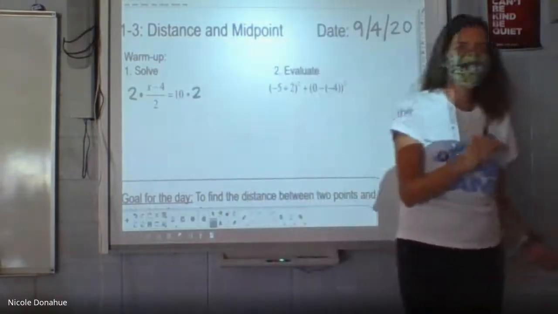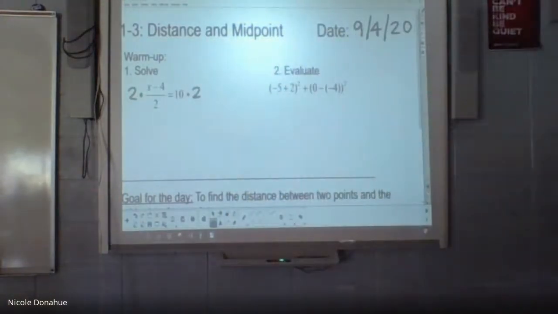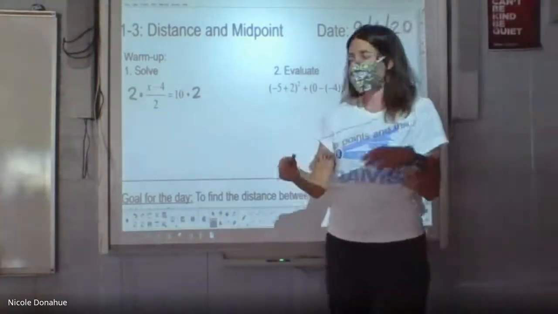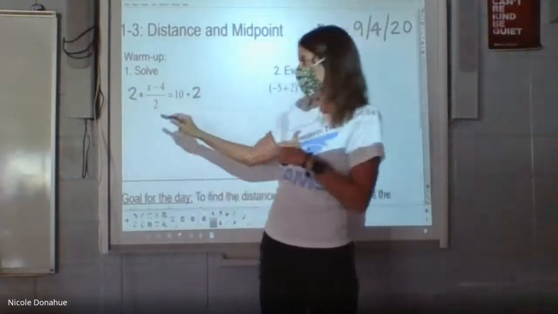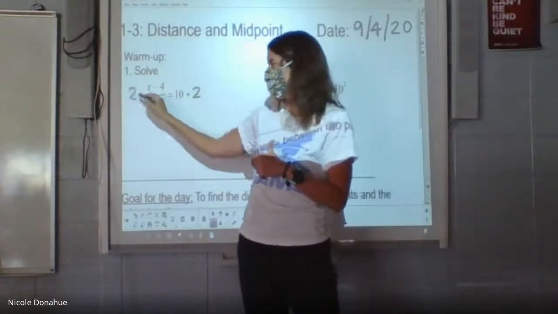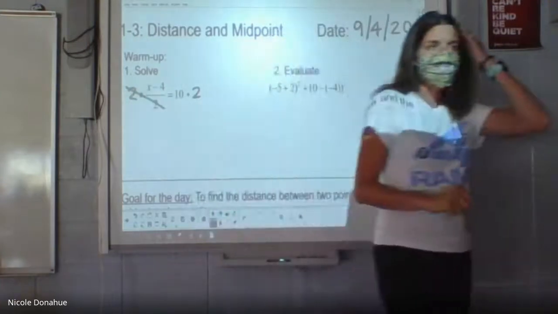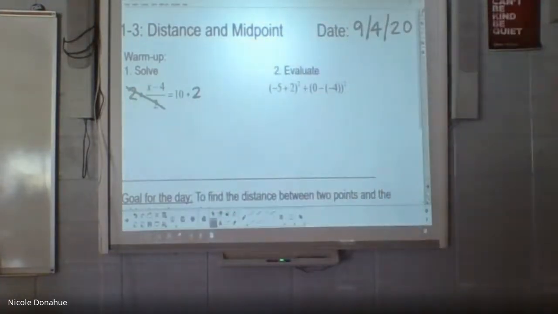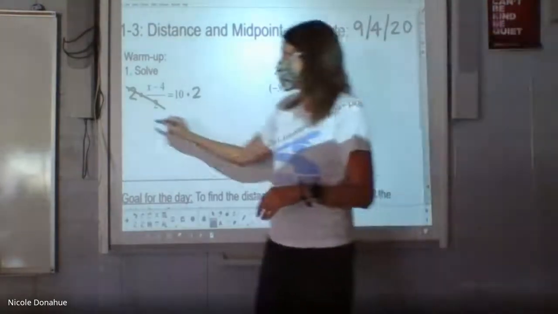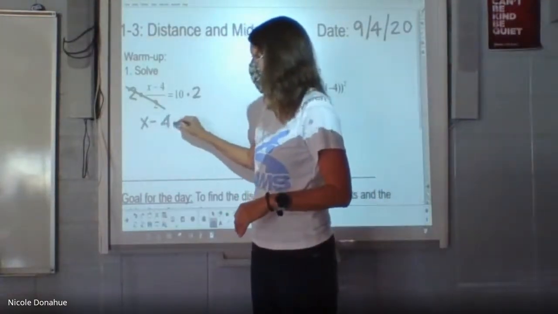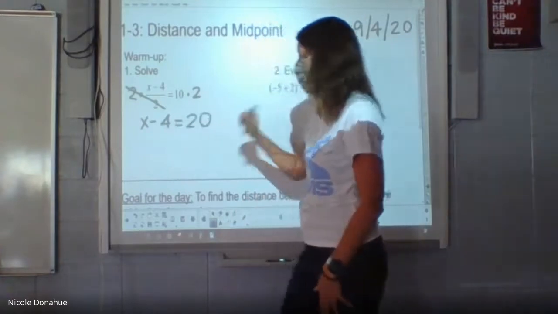The only thing with this that I see a ton of mistakes with is, for whatever reason, students, I think just because they've learned to distribute, they want to distribute and divide, and you don't do that. If you're dividing by 2 and multiplying by 2, they're inverses of each other. They just cancel out. You don't have to distribute that 2 in. So I'm left with x minus 4 here, and then just equals 20.